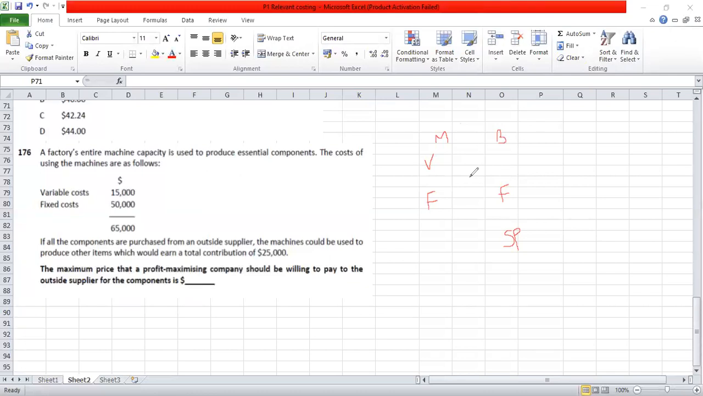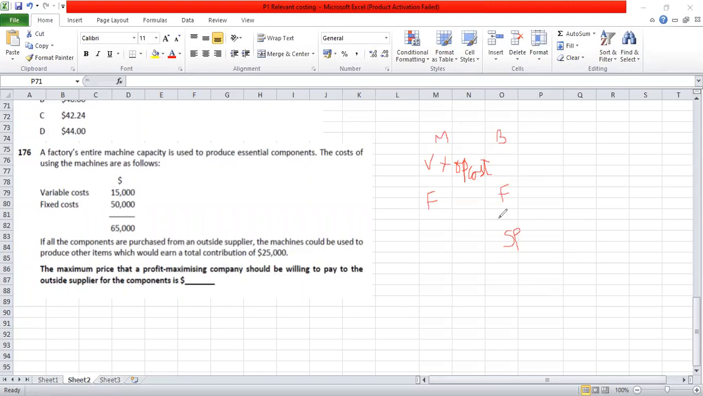If there is an opportunity cost, that cost should be considered because the machines are still put into use. Whatever the foregone revenue is, it is an opportunity cost for them, so that foregone revenue has to be considered here. So the decision is between the variable cost plus the opportunity cost and the supplier's price.